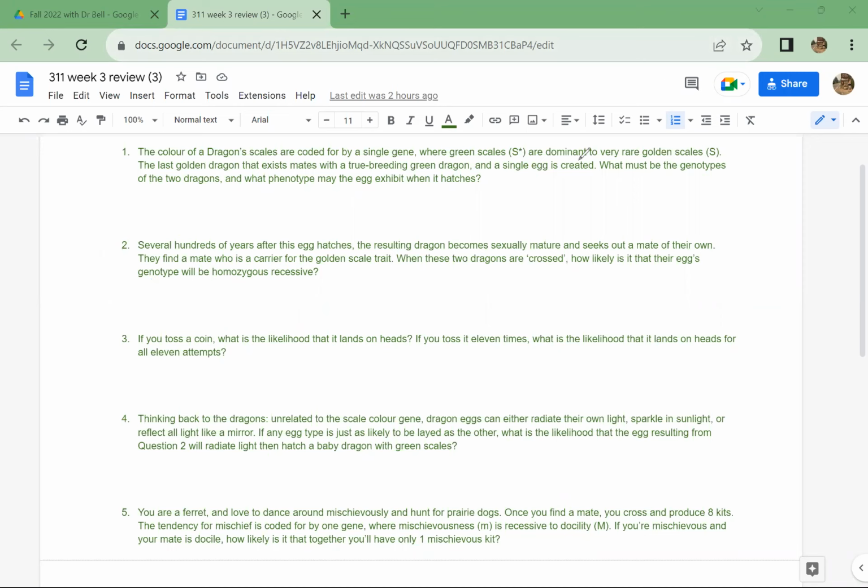So they have a mate. Going back to the dragon, we have a mate who is a carrier for the golden scale trait. So we know that they aren't a golden scaled individual, but they do have that allele. They do carry it. And we are considering this egg that we were talking about back in question 1, who also had this genotype because of the cross of their parents. And so we actually have 2 carriers crossing.